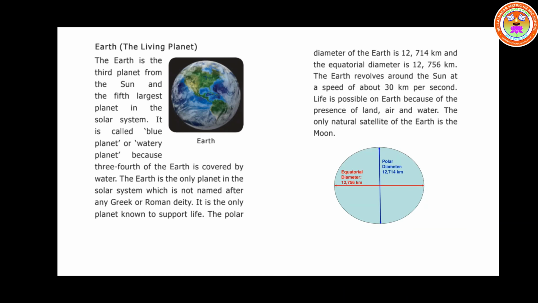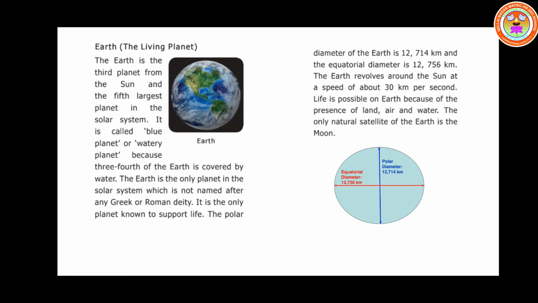Is it clear? It is the only planet known to support life. It means only on Earth life can exist. Is it clear, children? The polar diameter of the Earth is 12,714 kilometer and the equatorial diameter is 12,756 kilometer. You can see the picture under this paragraph. Clearly it is given.